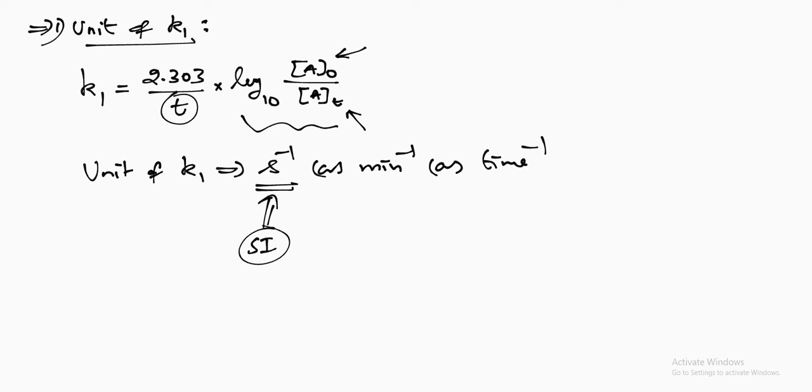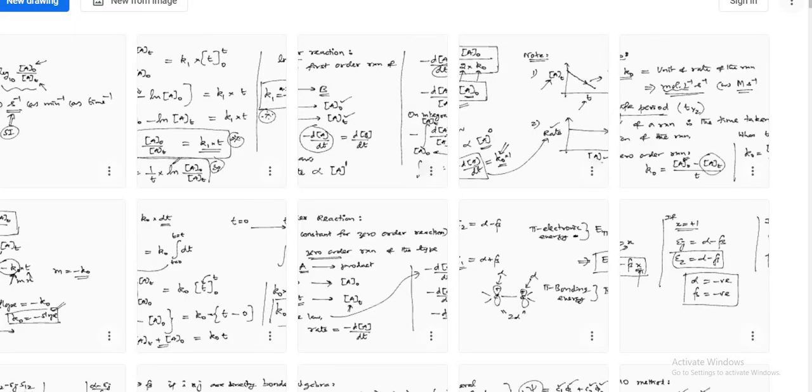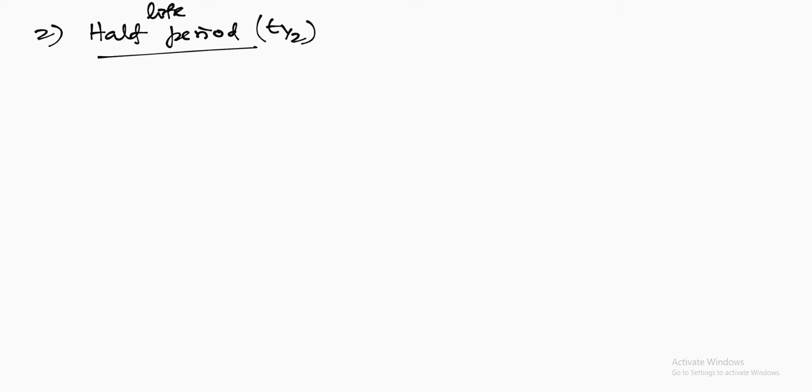Then we'll see the half-life period expression. Let me go to the next page. If you find any difficulty, please tell me. Number 2, half-life period, which we represent as T half. You know very well the definition of half-life. I have given already. It is the time taken for 50% completion of a reaction.